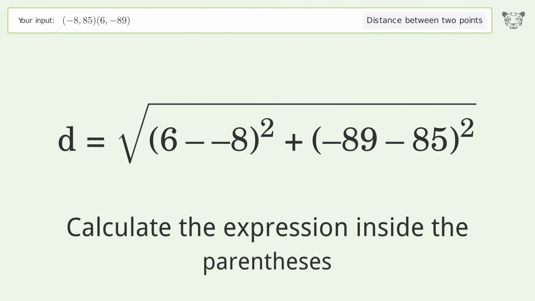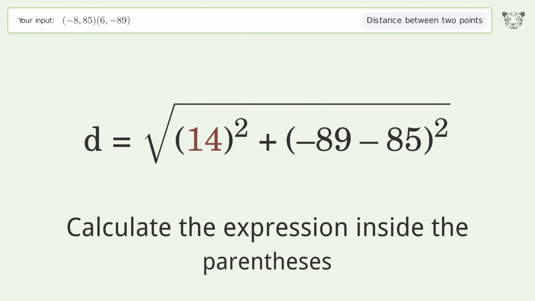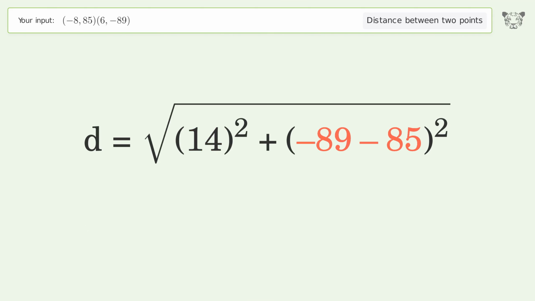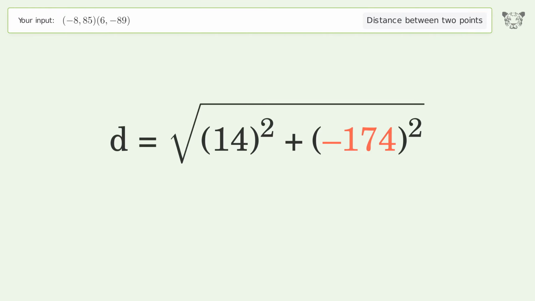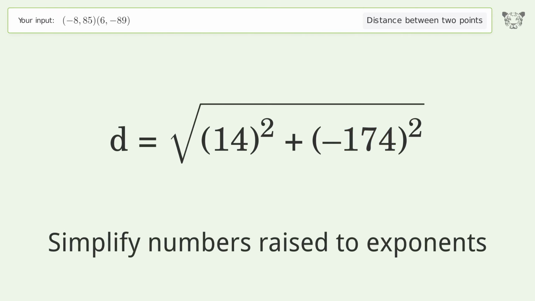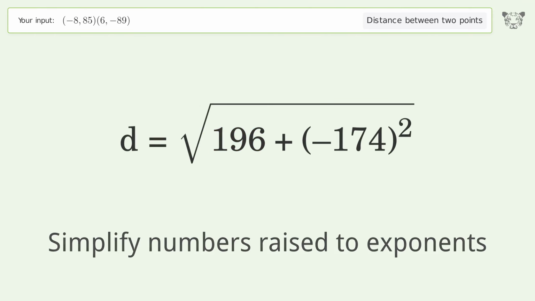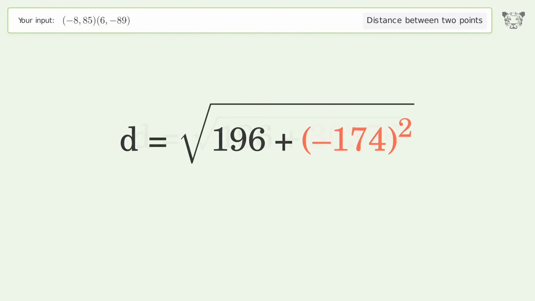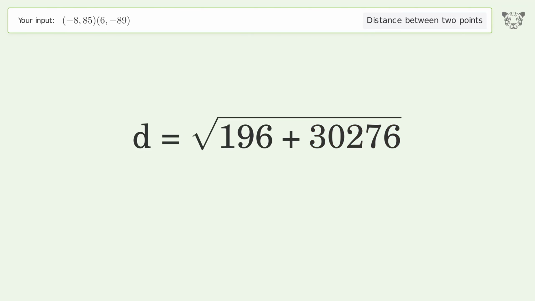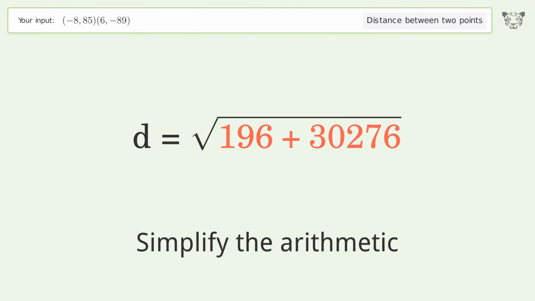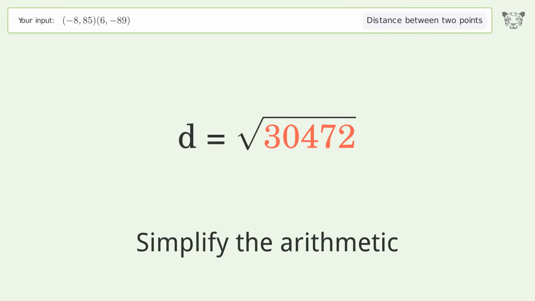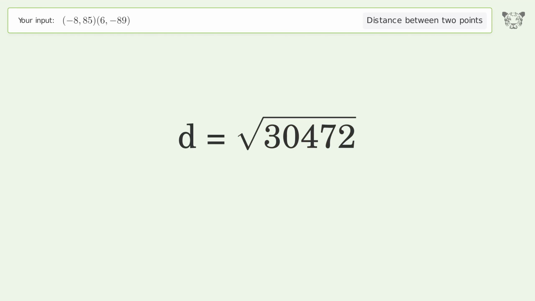Calculate the expression inside the parentheses. Simplify numbers raised to exponents. Simplify the arithmetic. And so the distance between the 2 points is the square root of 30,472 or 174.562.